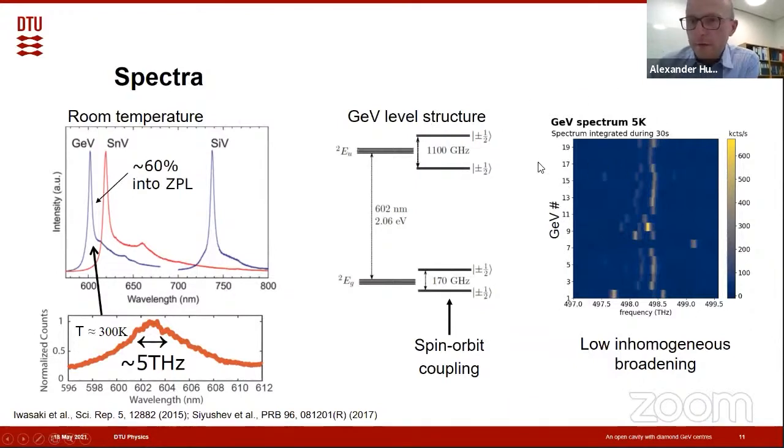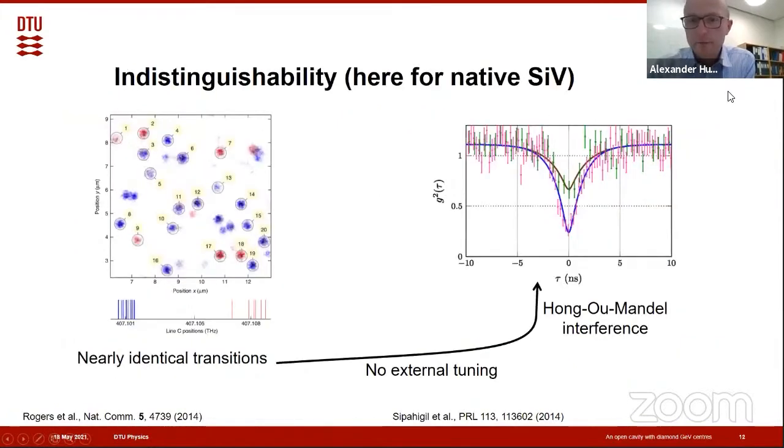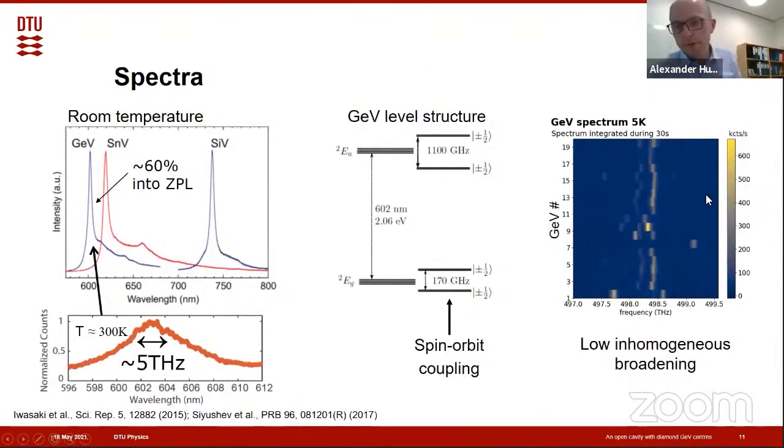Now here on the right hand side, this is an investigation of the spectra of single GeV centers. This shows consecutive spectra of about 20 emitters. What we see here is the main transition line, and it displays a rather narrow, low inhomogeneous broadening. This is the promising feature of why I think they are interesting, or why it is a promising candidate to investigate in such a system.